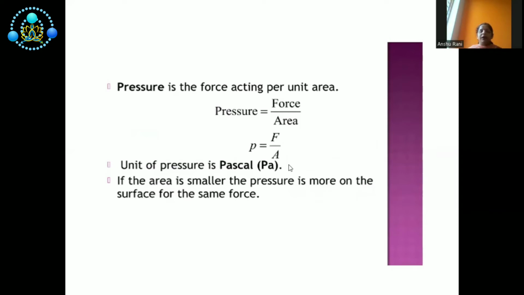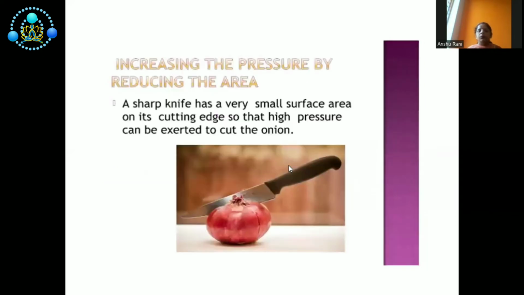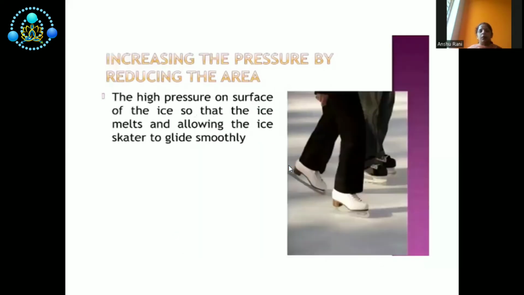We can have different examples. Like we are able to cut with a knife if its edge is sharp. Why do we have a sharp-edged knife? Because its area is lesser. So it is exerting more pressure than a blunt knife with more surface area. The high pressure on the surface of ice makes the ice melt and allows the ice skater to glide smoothly. So we use such shoes that exert pressure on the ice.